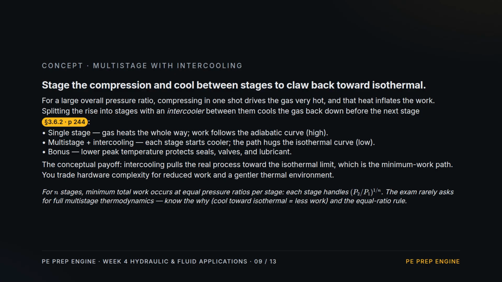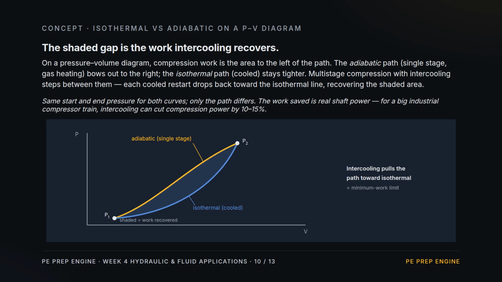The optimum, for N stages, minimum work comes when every stage handles the same pressure ratio, the nth root of the overall. For the exam, the why matters more than the arithmetic. Cooling toward isothermal means less work. The picture behind the idea.